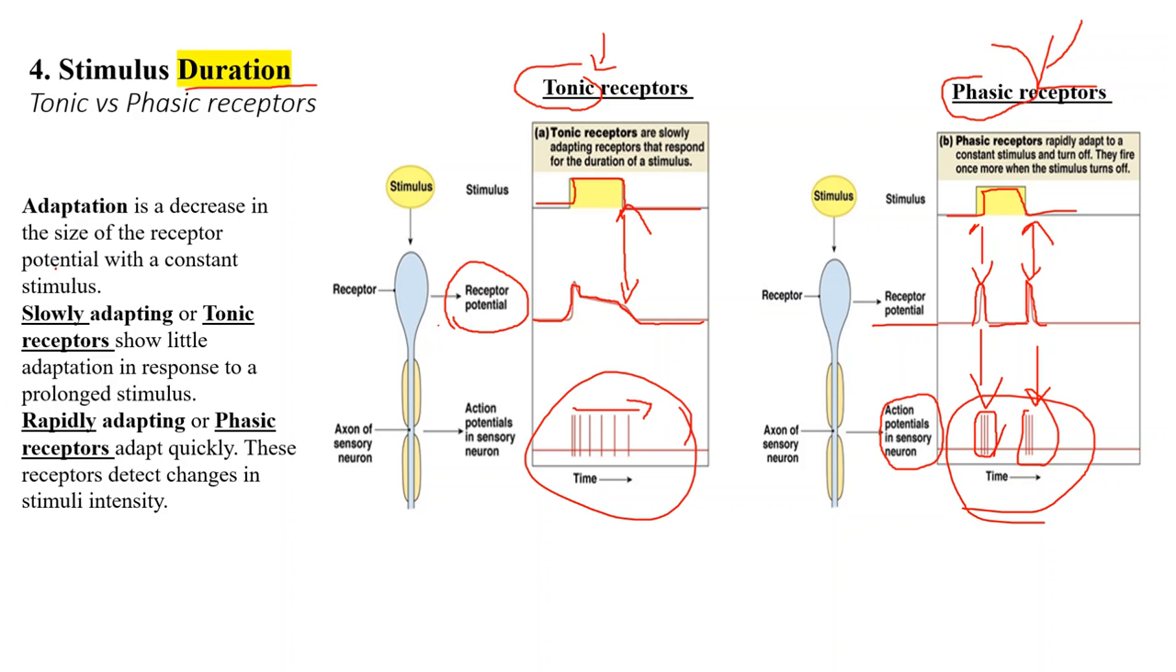And so we say that the phasic receptors adapt quickly. They have already adapted to the stimulus. They're not responding in this time. During this time of the stimulus duration, there is no response. So there has been a quick, rapid adaptation for the phasic receptors, whereas the tonic receptors show little or no adaptation to a prolonged stimulus.